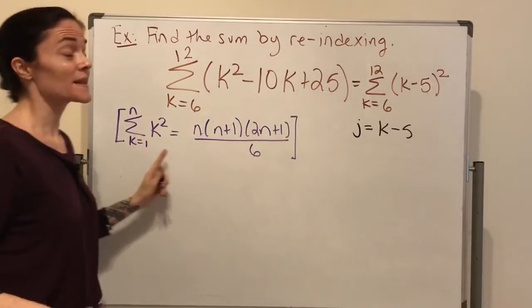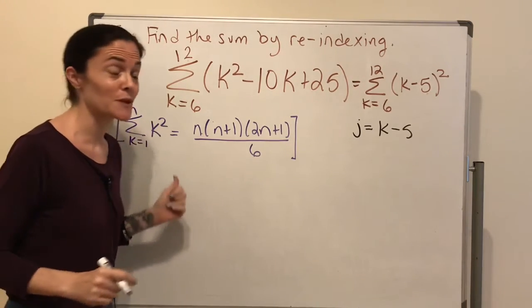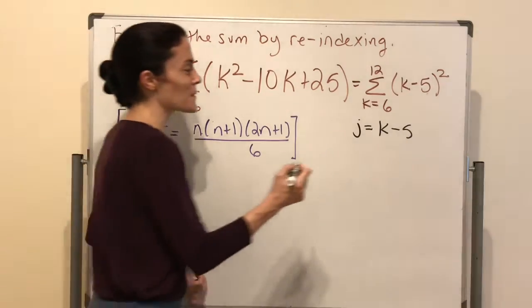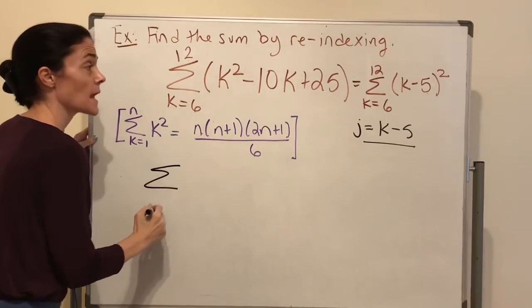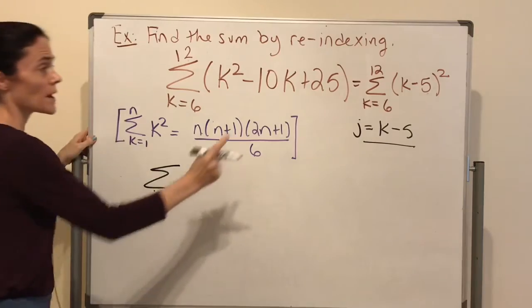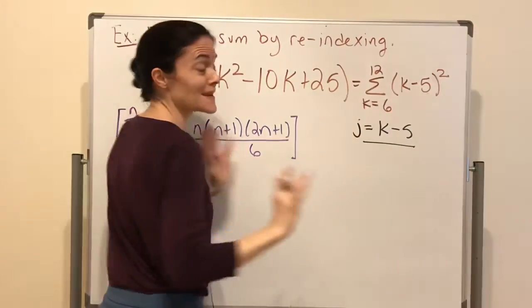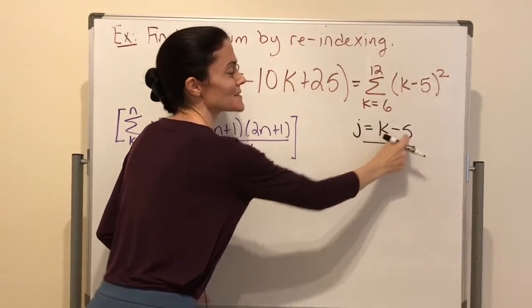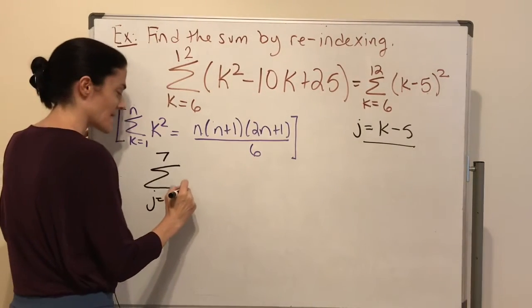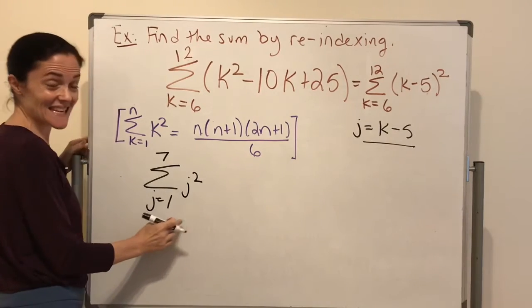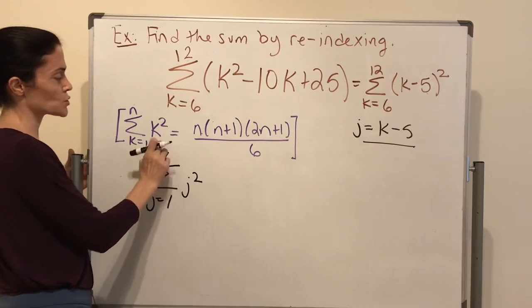For instance, this formula and the other one that I erased that had just the sum of k, those are correct when you start at 1. And so this is why we want to reindex here. Okay, so we have a sum and j starts at 1, and then what's this number here in the sum? Well, when k is 12, j is 12 minus 5, which is 7. And then k minus 5 squared is j squared. Okay? This sum is the same as this brown sum. It's reindexed, and we can directly use this.